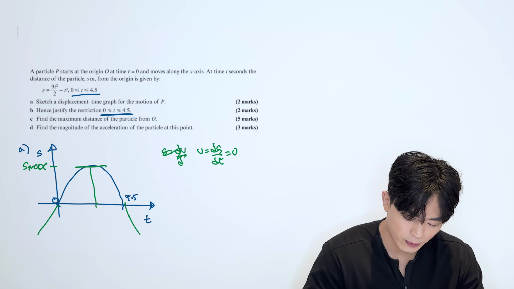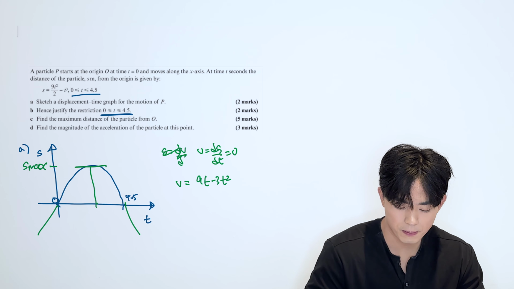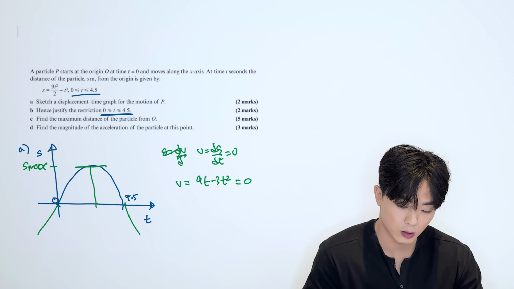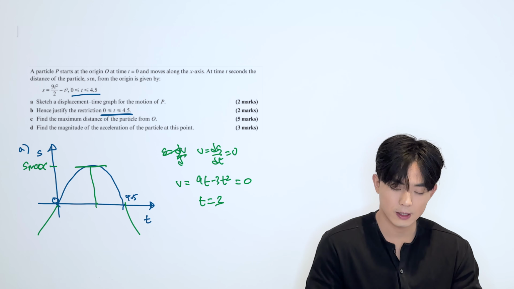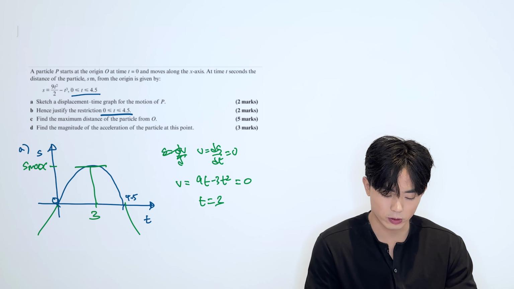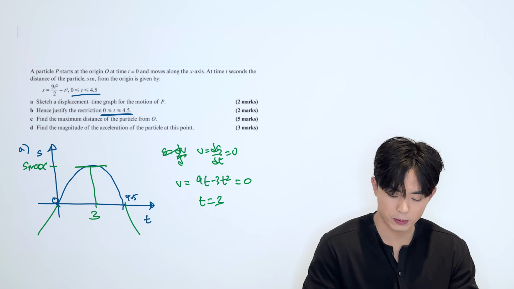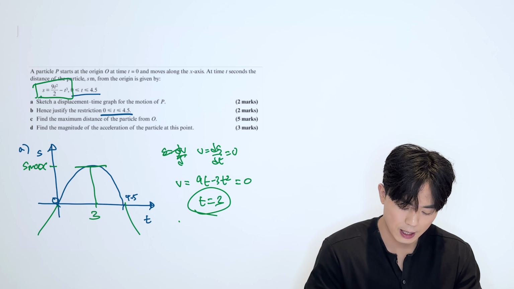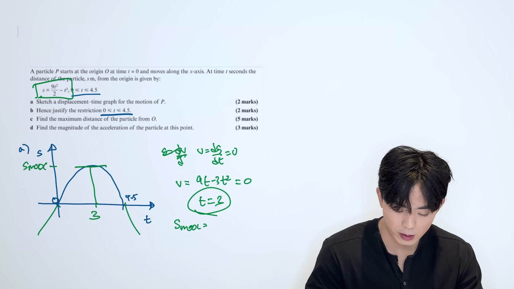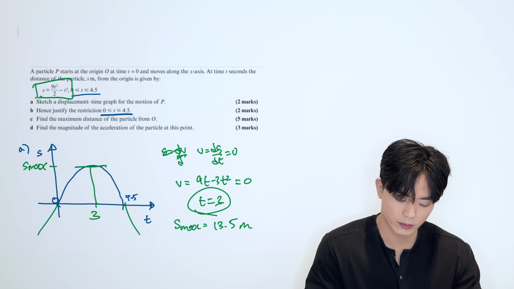So first things first, if I were to differentiate this s, I'll get 9t minus 3t squared, make that equal to 0, and then I can solve for t. So t is going to be equal to 3. So that's the time when the velocity is going to be equal to 0. To find the maximum displacement, I substitute it back into the displacement function, and the s max is going to give me 13.5 meters.